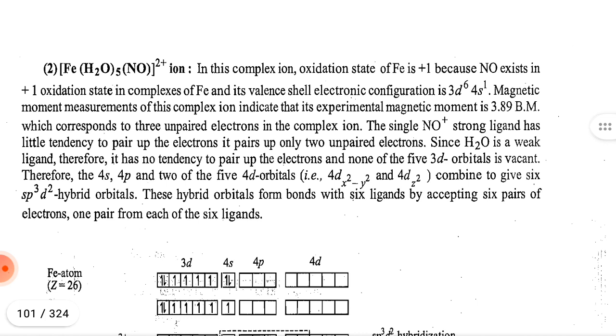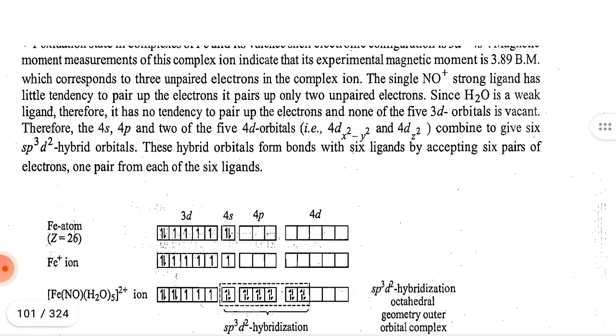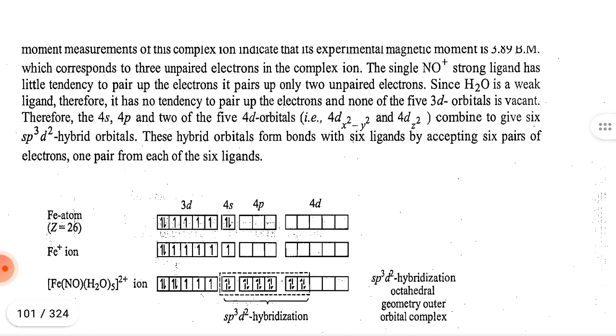The single NO+ strong ligand has little tendency to pair up the electrons. It pairs up only 2 unpaired electrons. Since H2O is a weak ligand, it has no tendency to pair up the electrons, and none of the 5 3d orbitals is vacant. Therefore the 4s, 4p and 2 of the 5 4d orbitals, that is 4dx2-y2 and 4dz2, combine to give 6 sp3d2 hybrid orbitals.